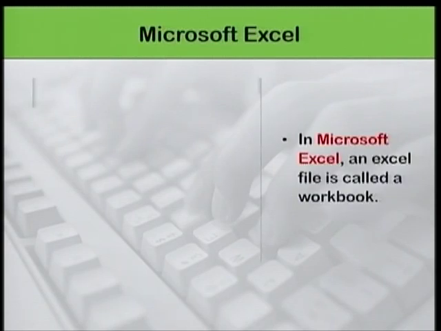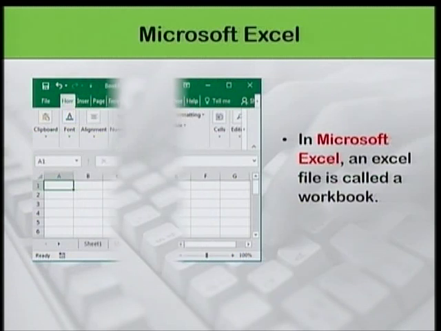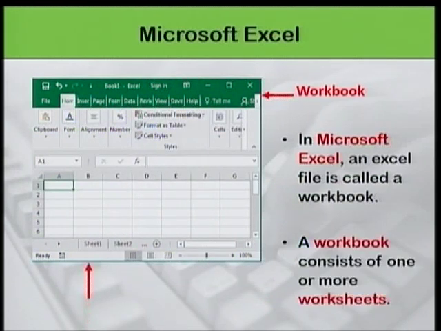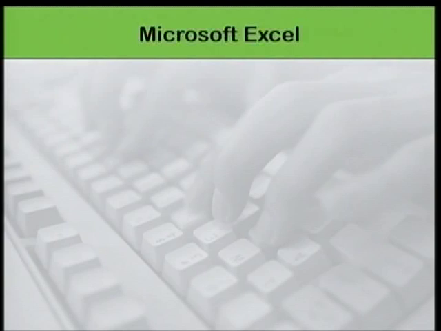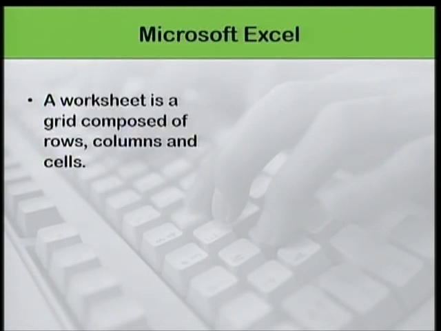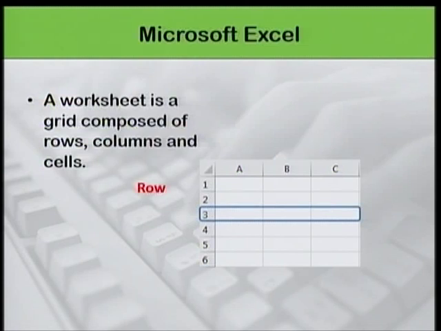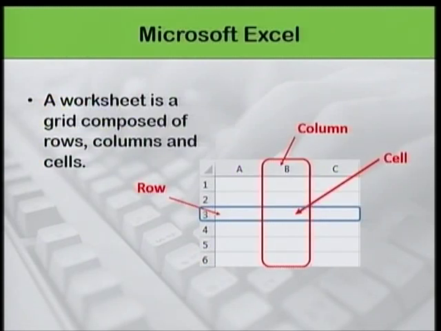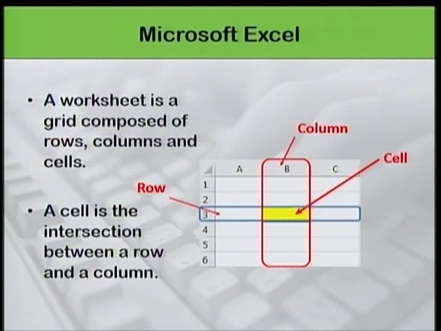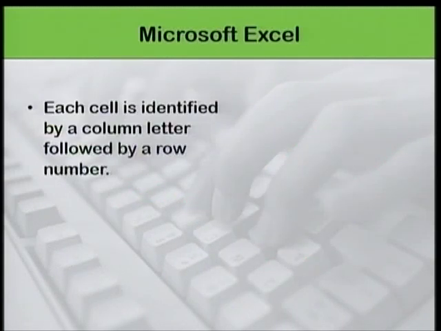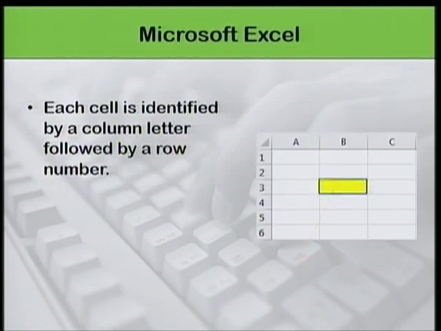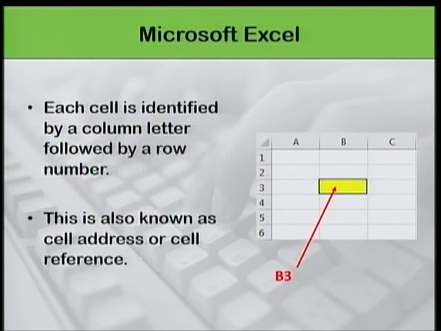In Microsoft Excel, an Excel file is called a workbook. A workbook consists of one or more worksheets. A worksheet is a grid composed of rows, columns, and cells. A cell is the intersection between a row and a column. Each cell is identified by a column letter followed by a row number. An example is B3. This is also known as cell address or cell reference.